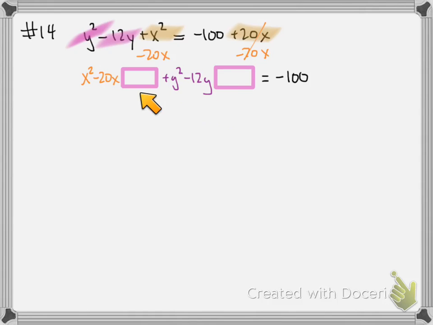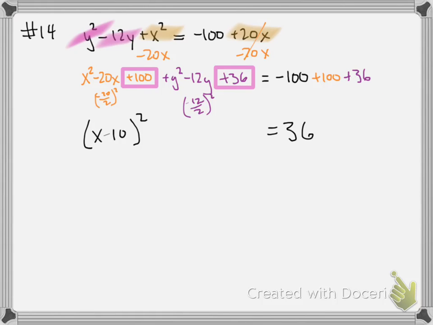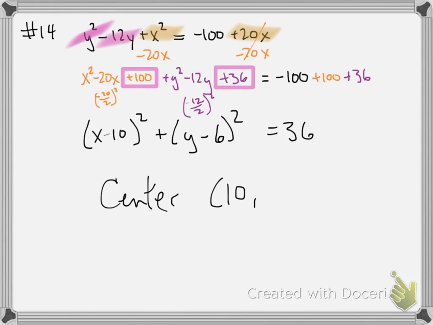Okay. Now I can complete the square here, so I can take half of that negative 20 and square it. And make sure you do it to both sides. Right here, I'm going to take half of the negative 12 and square it. And make sure you do that on both sides. And when you put that into binomial form, perfect square form, you can easily tell the center and the radius.